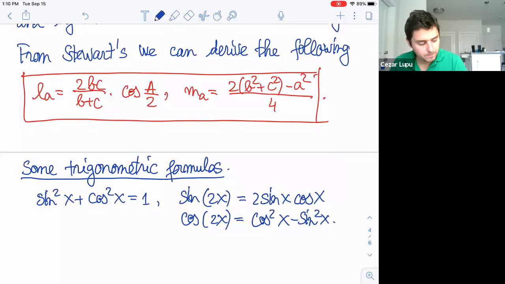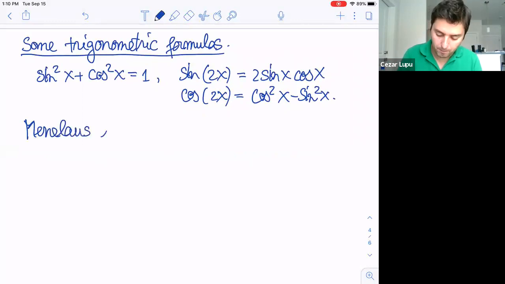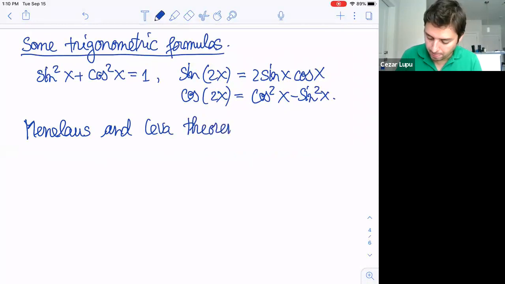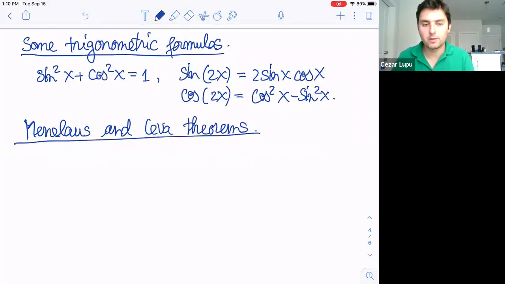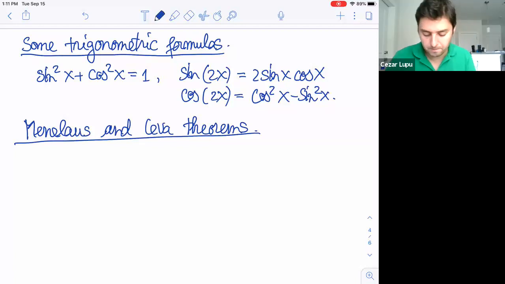All right. There are some other things that I would like to cover: Menelaus' and Ceva's theorem. Did you guys do this in high school? Did you cover Menelaus' and Ceva's theorem? Do you remember anything about this? No. Nothing. Wow.